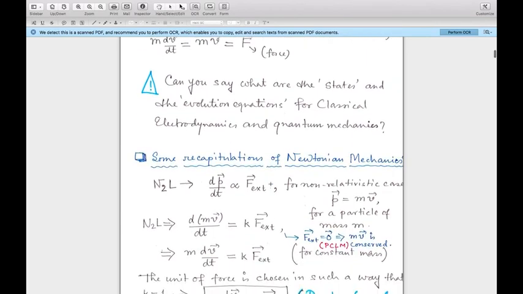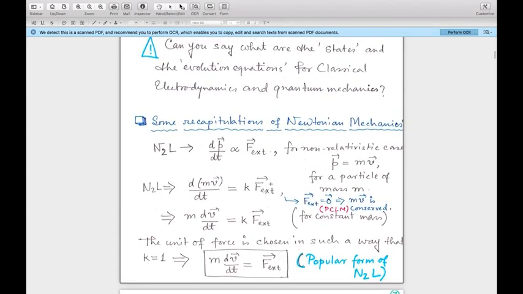Now we can do some recapitulation of Newtonian mechanics as well, where we will talk about three basic principles of conservation. The first one comes from Newton's second law, which simply says that the time rate of change of momentum, where p is the linear momentum, equal to mv for the non-relativistic case for a particle of mass m, is proportional to the external force. And what is external force? It is something which tries to change the inertia of the particle, right? That you all know, that is Newton's first law.